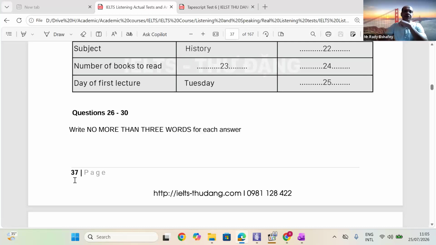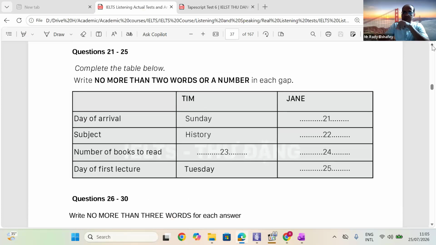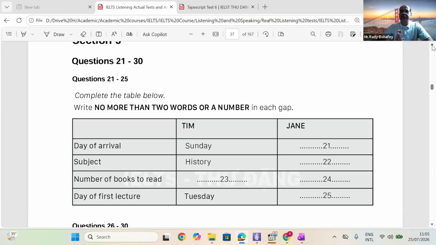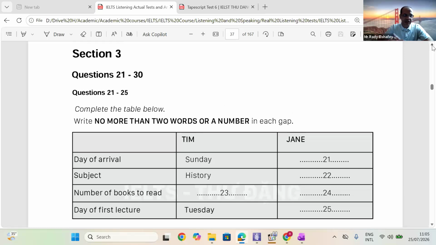Let's go to page 37, guys. That's test 6, and we'll do section 3. As you know, for sections 1 and 2, these are homework. I'll send the audio for you, and you can do them as homework. But we start together with section 3. Are you there on the page?